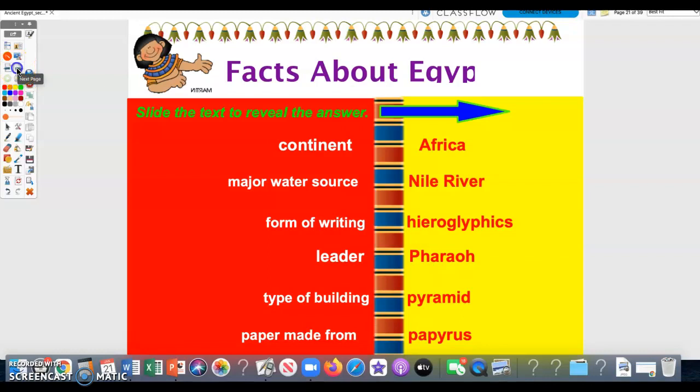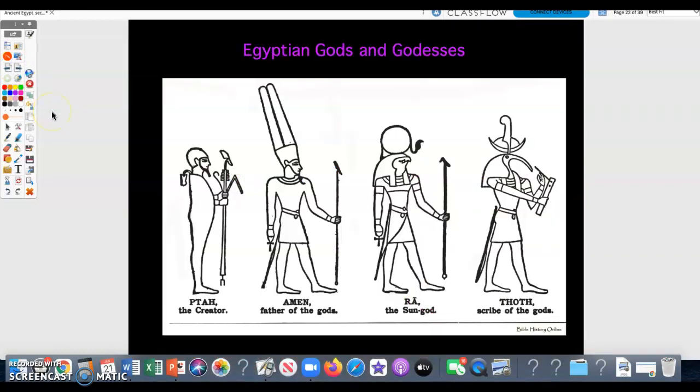That's papyrus. Okay, let's talk about some of the Egyptian gods and goddesses. Ptah is known as the creator of all the gods, and as you see here, he is carrying like 3 different kind of staffs in his hand. Amun was the father of all of the gods. He is always wearing this very, very tall headdress, and he is also holding a staff as well as an ankh, which we talked a little bit about last week. I don't know if we did, but we're going to talk more about what the ankh means again this week.